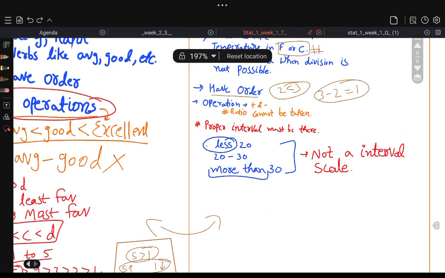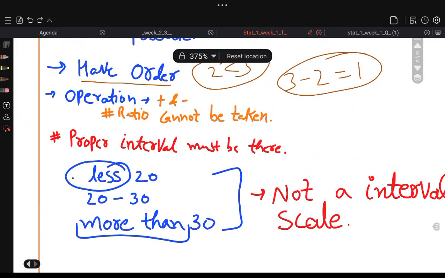And the operations we can perform are all except the ratio and the multiplication also, as it is the reciprocal only. So operations like plus and minus can only be performed. See, plus and minus can only be performed, and not the multiplication also. Remember that. A proper interval must be there for a data set to fall under the interval scale. If it is not, it is downgraded to ordinal scale. Okay.